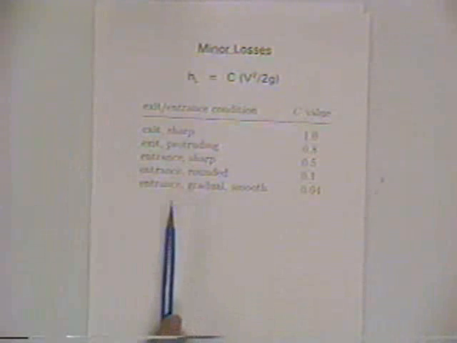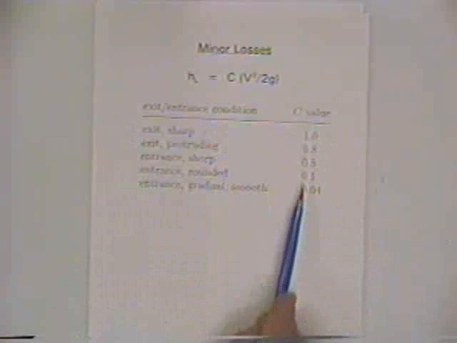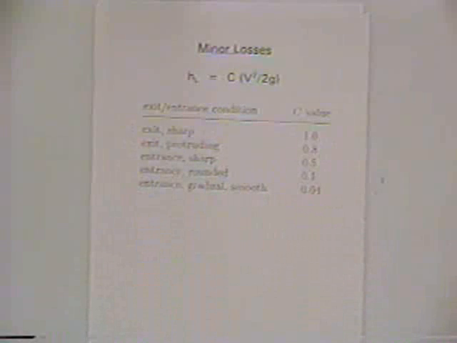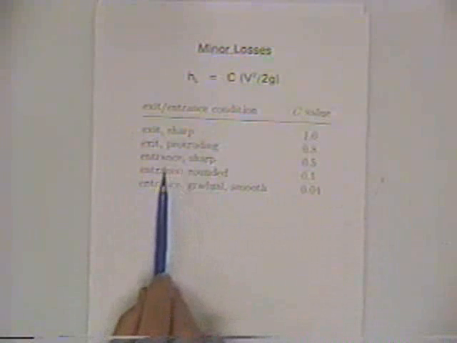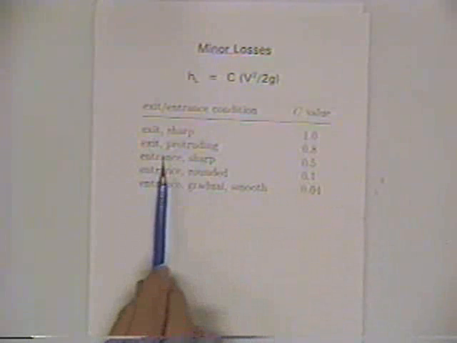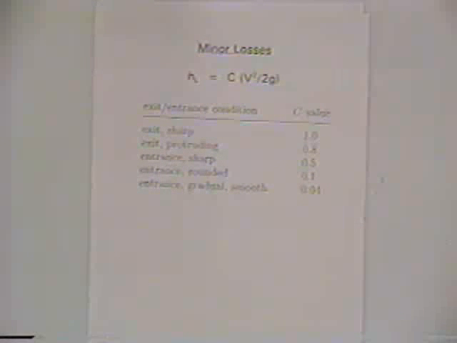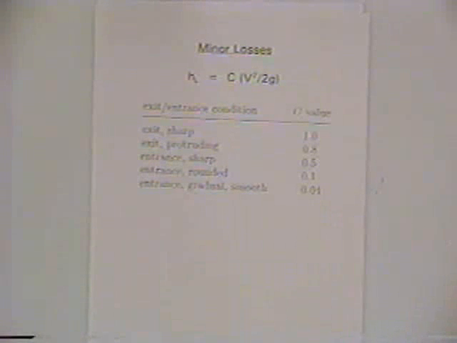Now, your reference manual that you take into the exam gives this table. You've got just a few values for a few cases. We just have a couple of cases of exit losses and a few cases of entrance losses for which we've got the data given in this table, which is Xerox from the manual. Okay, we'll use these values in this next example.